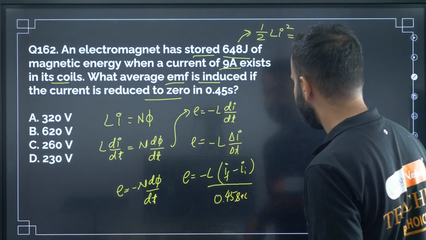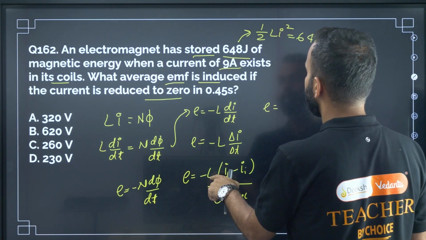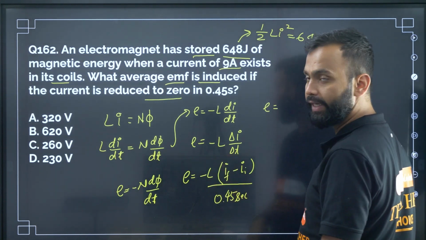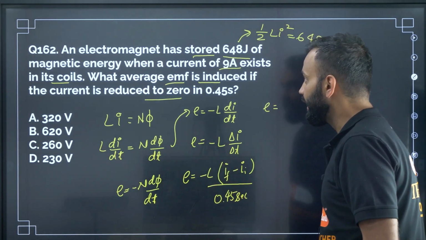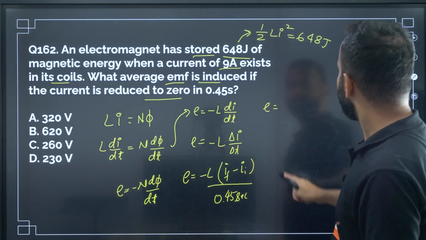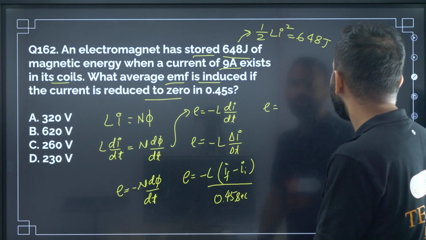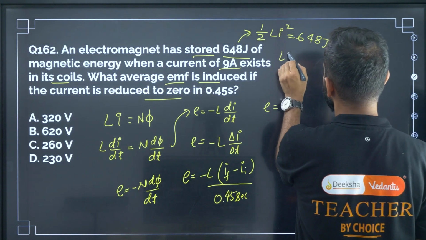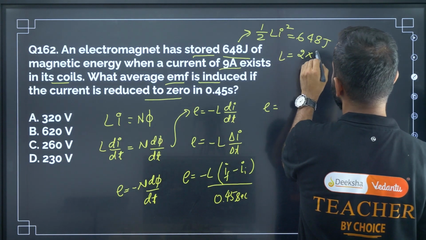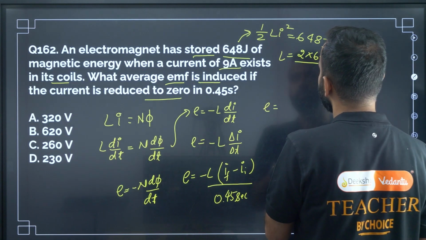Now E is equal to minus L into delta I by delta T. L we need to find, right? How can we find L? They have given energy, so we can easily find L. I is given, 9 ampere. Now L is equal to 2 into 648 divided by I square, right?